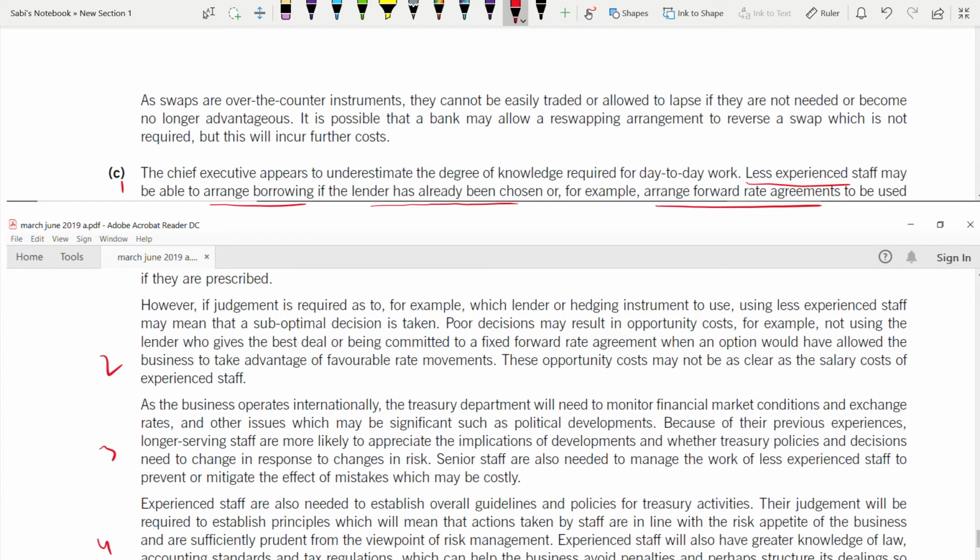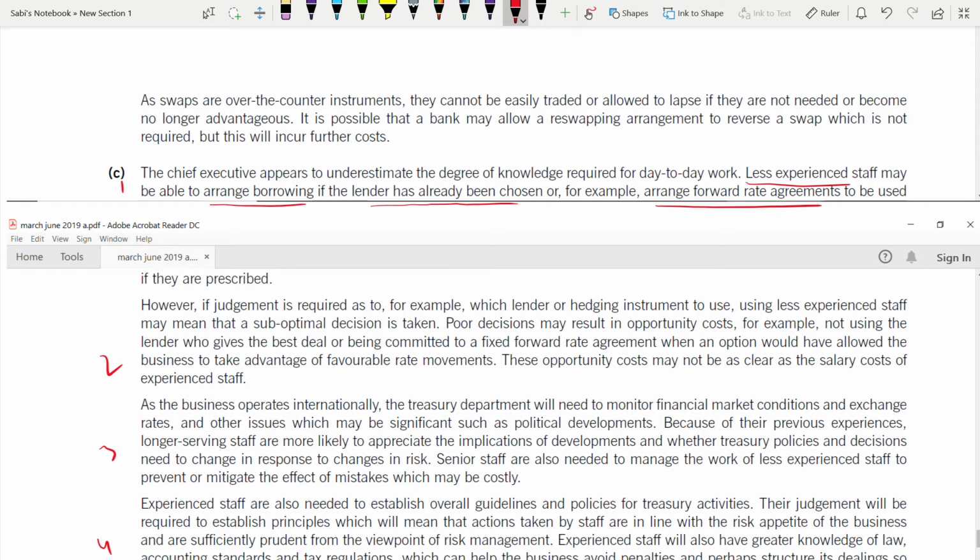If you are less experienced staff, it will be very hard for you to go and select a lender, and then that lender will not give you money just like that. The lender will always check your authority in the company, how experienced you are. Only then will that bank or finance provider help you or give you money. So that's very important. But if the lender is already decided, then in that condition, yes, less experienced staff can be used. So that is the first point they are saying.